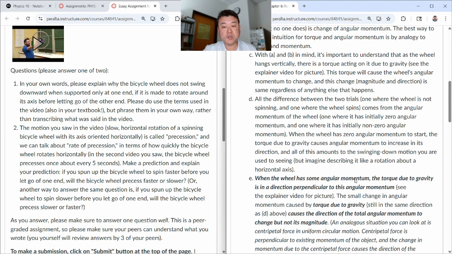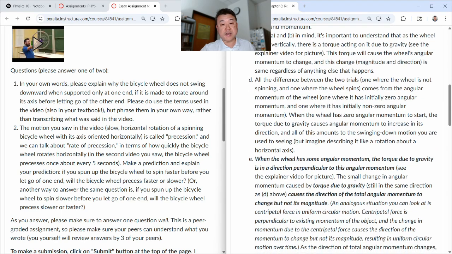All the difference between the two trials, one where the wheel is not spinning and one where the wheel spins, comes from the angular momentum of the wheel. One where it has initially zero angular momentum and one where it has initially non-zero angular momentum. When the wheel has zero angular momentum to start, the torque due to gravity causes angular momentum to increase in its direction. There are arrows, it's a very counterintuitive direction. And all of this amounts to the swinging down motion you are used to seeing.